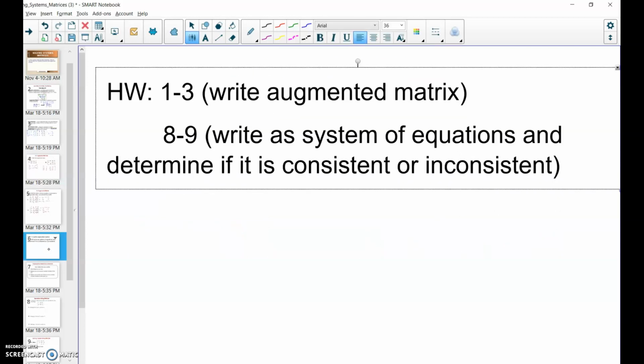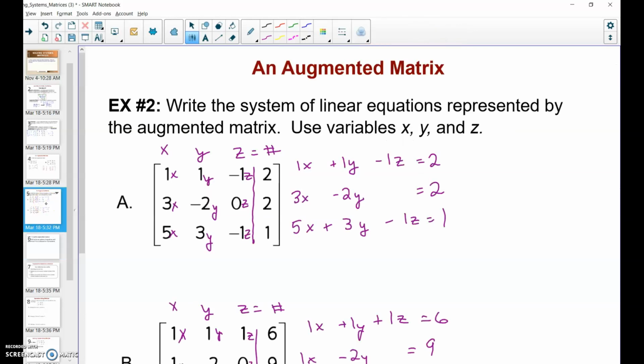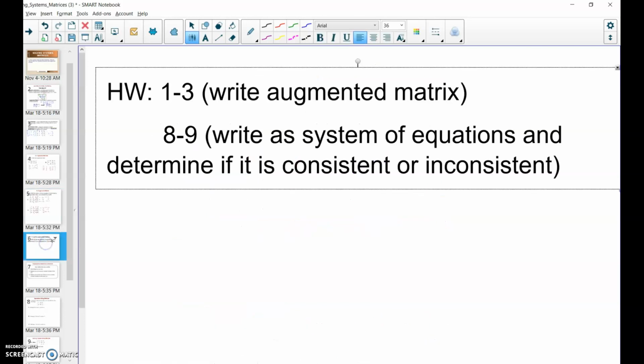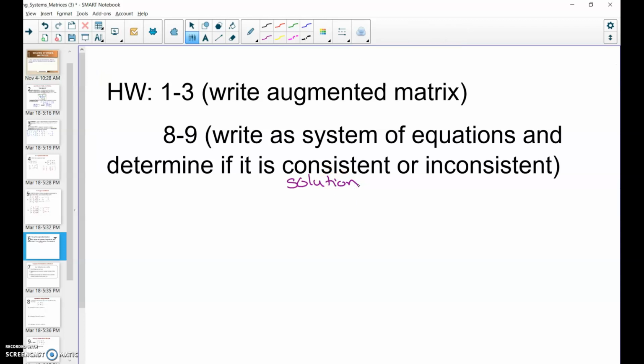And then questions 8 and 9, you're going to write a system of equations. So like we did for this slide, you'll be given a matrix. You have to write a system of equations. And then you also need to determine if it's consistent or inconsistent. Consistent means that it has a solution. So either your matrix gives you a true statement or is solvable for a value. Inconsistent means that there's no solution. Okay, so that typically happens when you have 3 equals a negative 4, or you have a false statement.